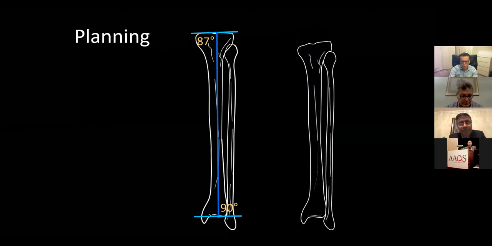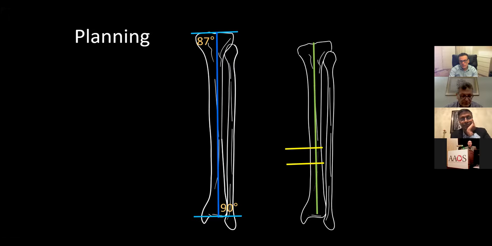Things become a little bit more complex when we come to treat metaphyseal deformities, and they actually tend to be more common than diaphyseal deformities. Again, drawing the anatomical axis in the diaphysis is quite straightforward. When you get in close to the knee joint, it's more complicated. So we have to draw the joint orientation angle, and we have to use the MPTA, which is 87 degrees in the tibia, as we learned yesterday.